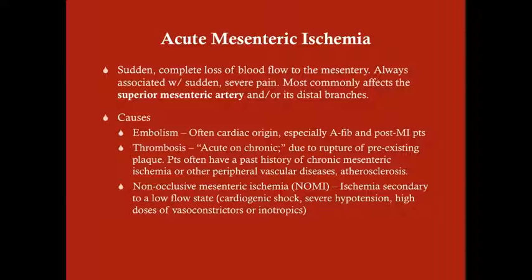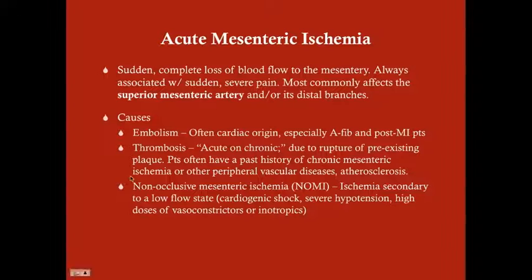One more cause that you can see is what's called non-occlusive mesenteric ischemia. And what's really the only other way you can have reduced blood flow? Well, if you go into shock. If you've got severe hypotension, so cardiogenic shock, severe hypotension, high doses of vasoconstrictors or inotropics, anything that causes a low flow state to anywhere else in the body but the mesenteric vasculature.